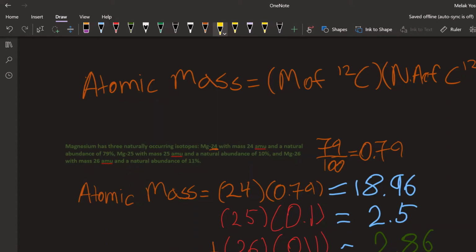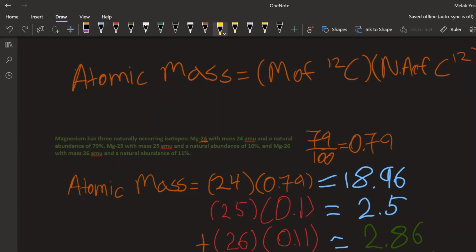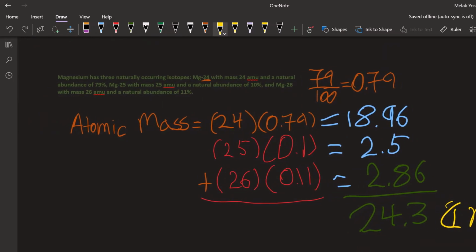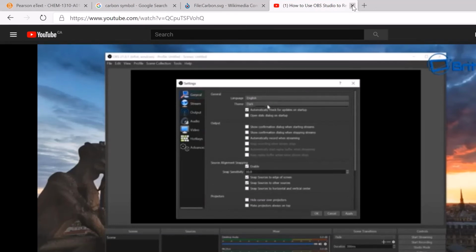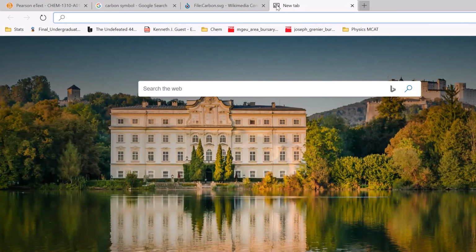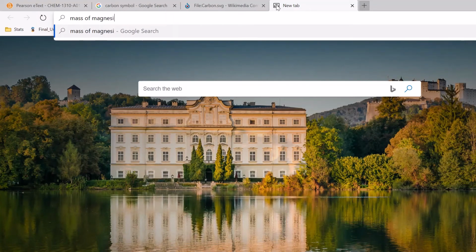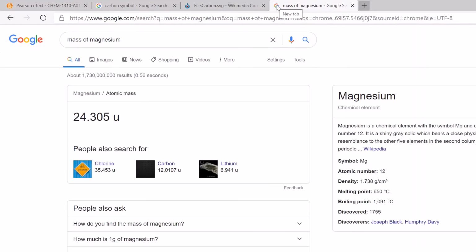Atomic mass units. 24.3 atomic mass units. So that's going to be equal to 24.3 atomic mass units for magnesium. Let's search up what the mass of magnesium is going to be, which I think would be very close to the official listed weight. So magnesium has an atomic mass of 24.305 daltons.